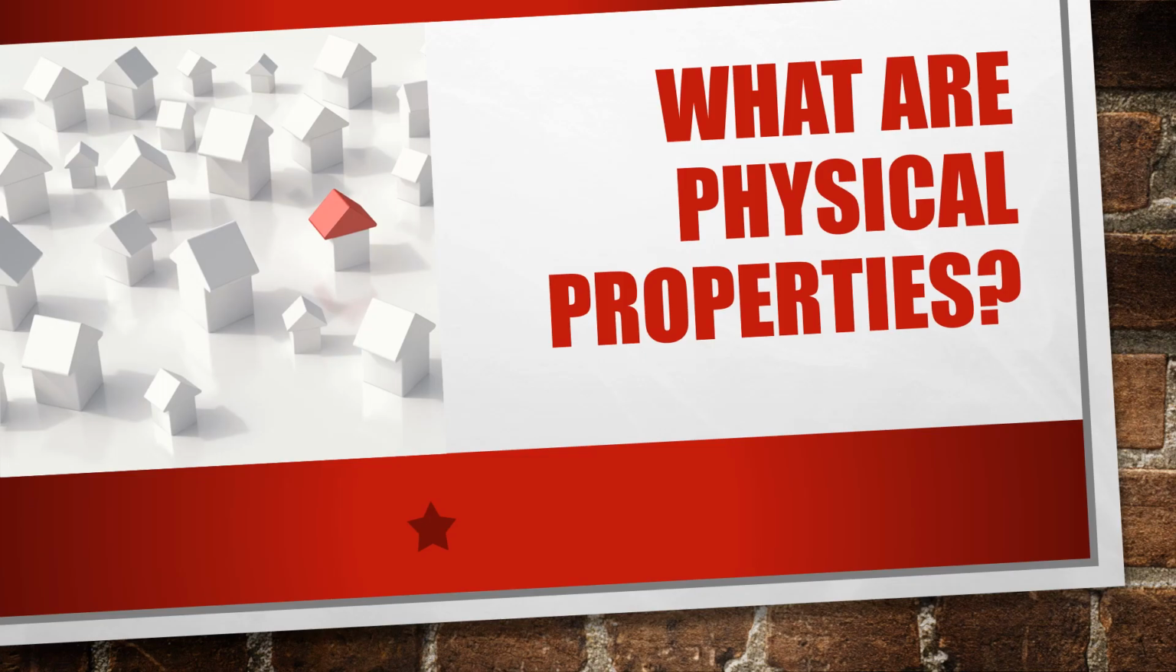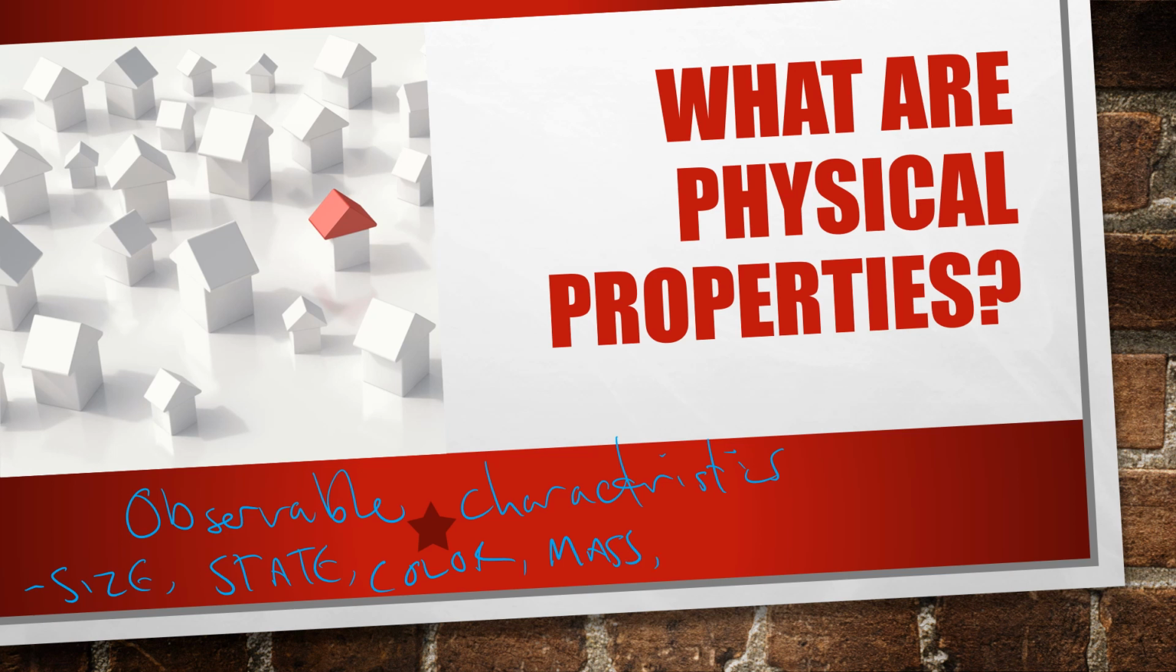All right, what are physical properties? These are observable characteristics. Just to give you some examples, we have size, state, whether it's solid, liquid, or gas, color, mass, texture, ductility, malleability. All those we mentioned earlier in the school year, but those are all going to be physical properties. These are things you can observe without having to change the substance.